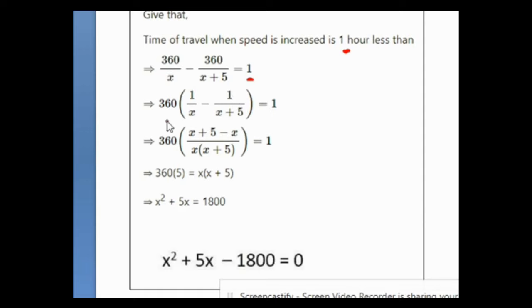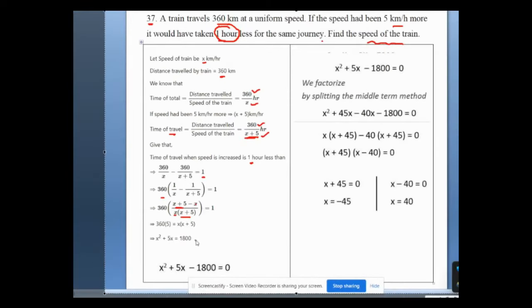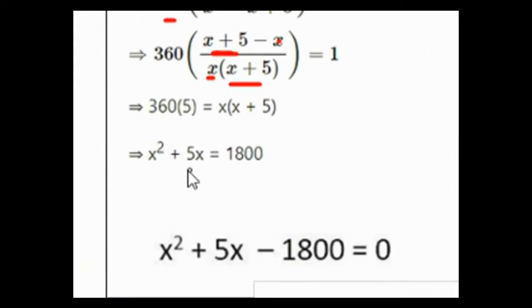In both cases 360 is common. 360 into 1 by x minus 1 by x plus 5 is equal to 1. So we will take the LCM, x into x plus 5. So x plus 5 minus x, which is equal to 1. So 360 into 5 is equal to x into x plus 5. We are doing cross multiplication and we got the equation as x square plus 5x is equal to 1800.